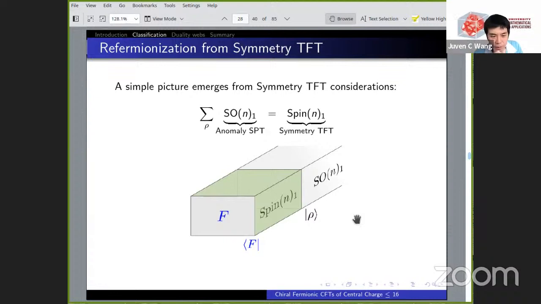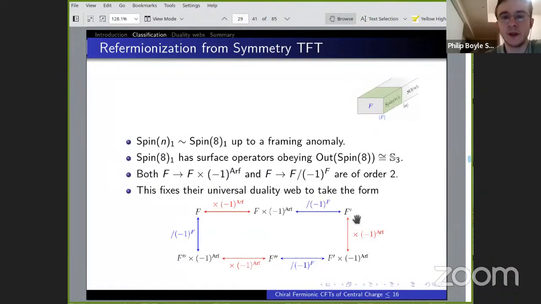Okay, so anyway, the only reason I bring up this picture is because it allows us to understand what's going on very nicely. So remember, n is 8 mod 16. So spin n level 1 is the same thing as spin 8 level 1 up to a framing anomaly. Now, spin 8 level 1 has surface operators obeying a group-like fusion, governed by the group of outer automorphisms of spin 8, which is isomorphic to S3, triality. So in other words, this TFT has surfaces obeying group-like fusion according to the group S3.